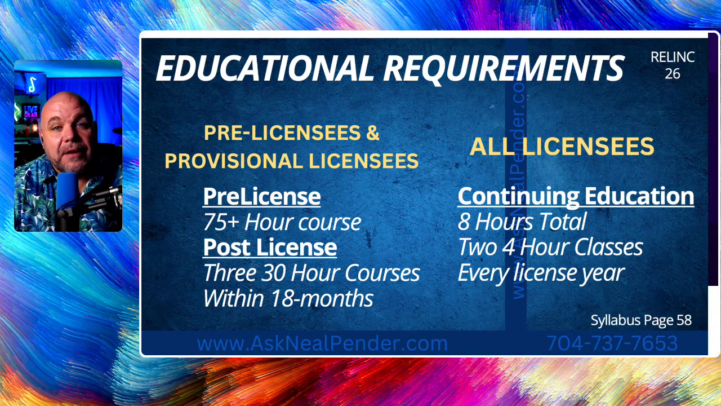On the right is everybody, including the new folks. All licensees have to complete continuing education: 8 total hours, 2 4-hour classes every year. Now, here's some good news for you. Let's say everything just goes perfectly for you. What was our last day? I think January 12th, maybe the 18th. So all of that goes perfectly. You end up getting into the PSI and taking that, let's say maybe in February. Maybe you get your license March 1st. You could get your license as soon as February or March if it all goes perfectly.